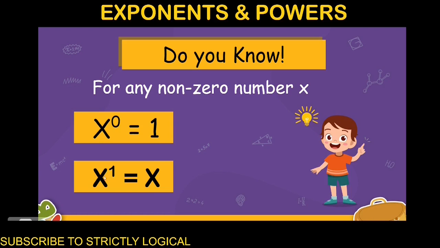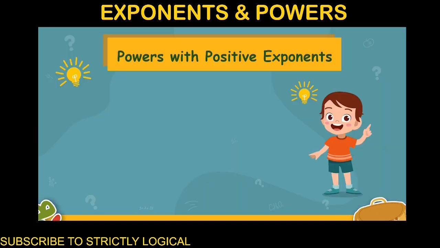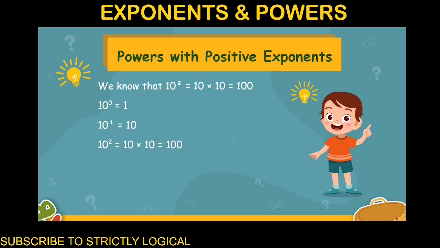And for any non-zero number x to the power 1 is the number itself, which means that the given number is multiplied to itself one time. Now let's see some examples with positive exponents. We know that 10 square is equals to 10 into 10, which is equals to 100. Similarly, 10 to the power 0 means 1, as I told you earlier also. 10 to the power 1 is 10, 10 to the power 2 is 100, 10 to the power 3 is 1000 and 10 to the power 4 is 10,000.